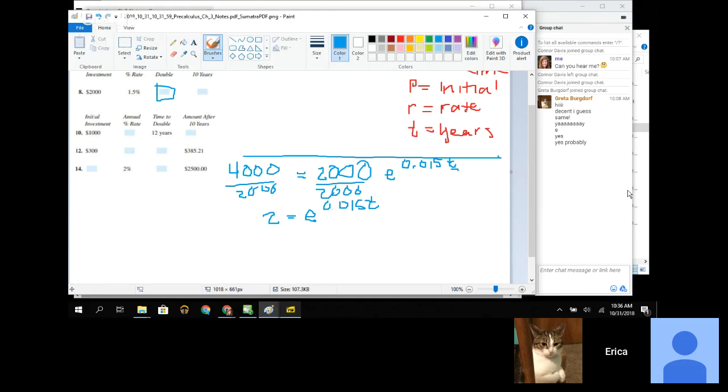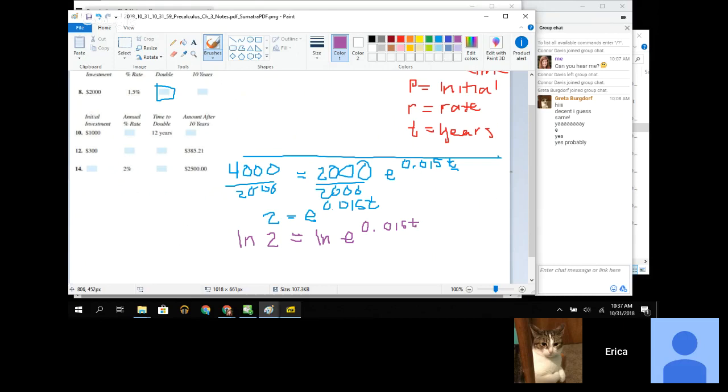Okay, so what do I mean by that? What I mean is that when I have this, I'm allowed, just like I can multiply both sides of the equation by a number, divide both sides of the equation by a number, I can actually take the natural log of both sides of my equation. You're allowed to do that.